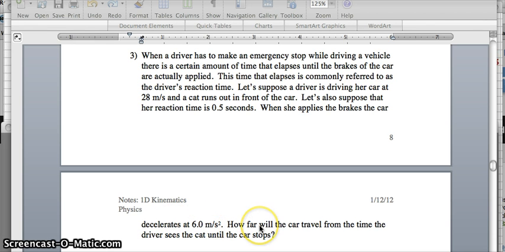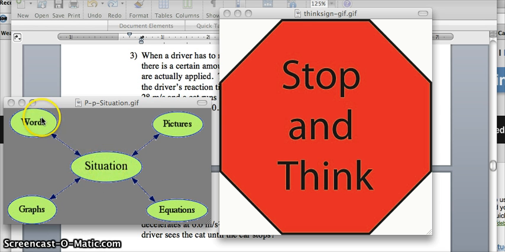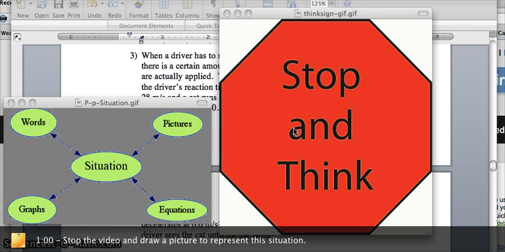And we want to know how far will the car travel from the time the driver sees the cat until she stops. So go ahead and take this situation, take the words and convert it into a picture here. Pick up with me once you've stopped the video and drawn your picture.